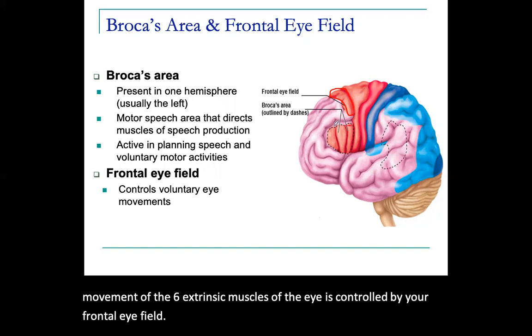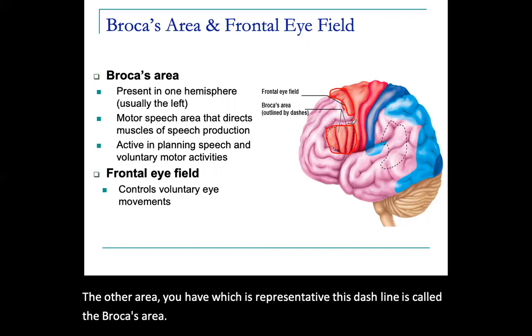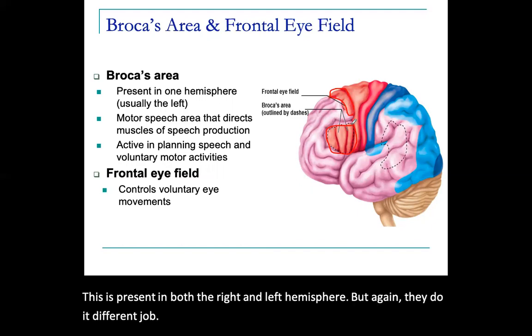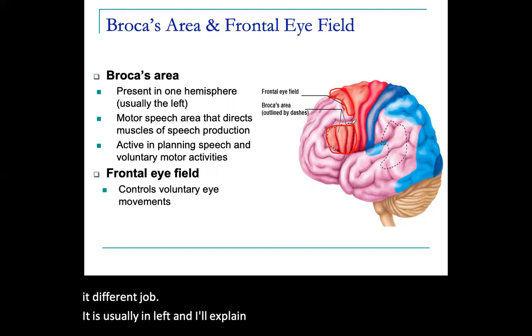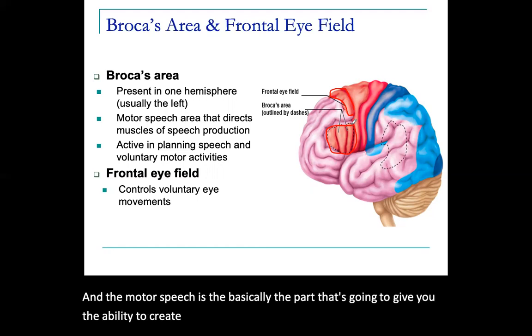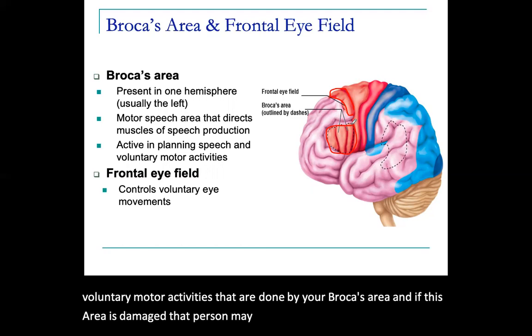The other area you have, which is represented by this dashed line, is called Broca's area. This is present in both the right and left hemisphere, but again, they do a different job. It is usually in the left, and I'll explain why that is in just a few minutes. And the motor speech area is basically the part that's going to give you the ability to create speech. It is active planning of the speech and voluntary motor activities that are done by your Broca's area. And if this area is damaged, the person may have a difficult time creating the words, basically.